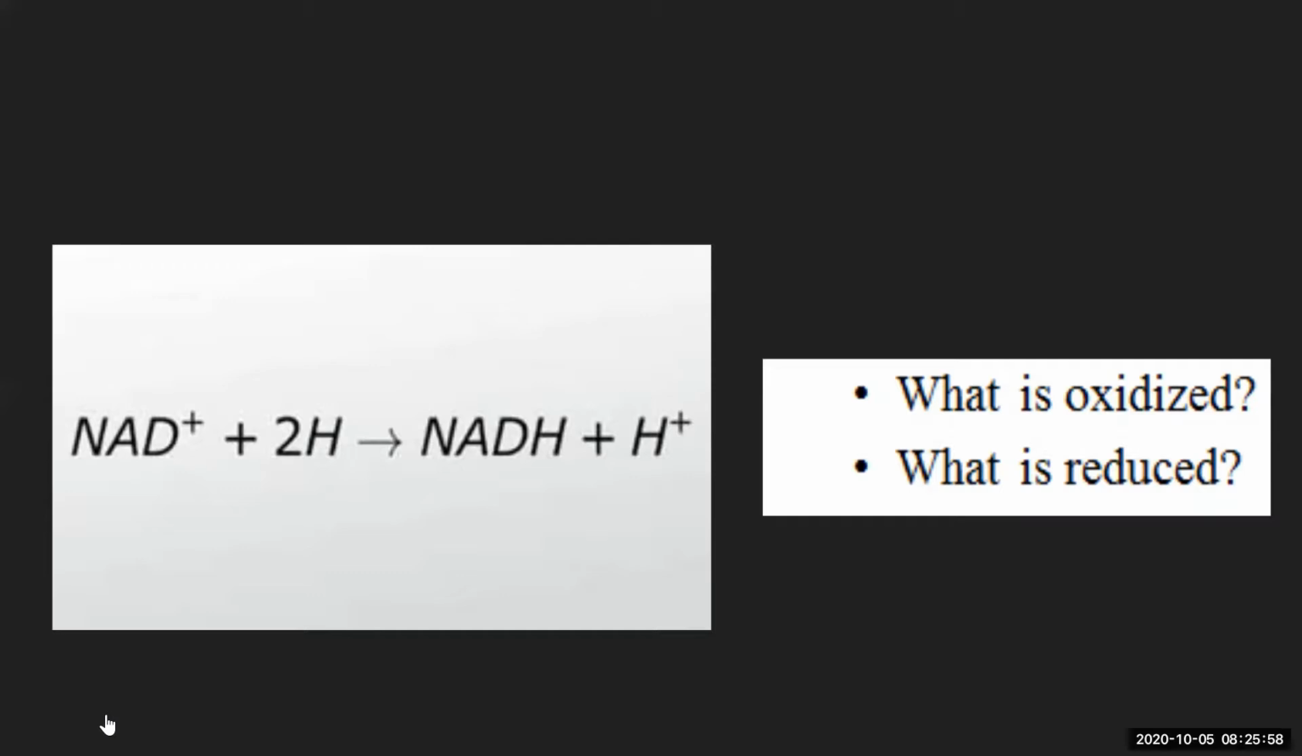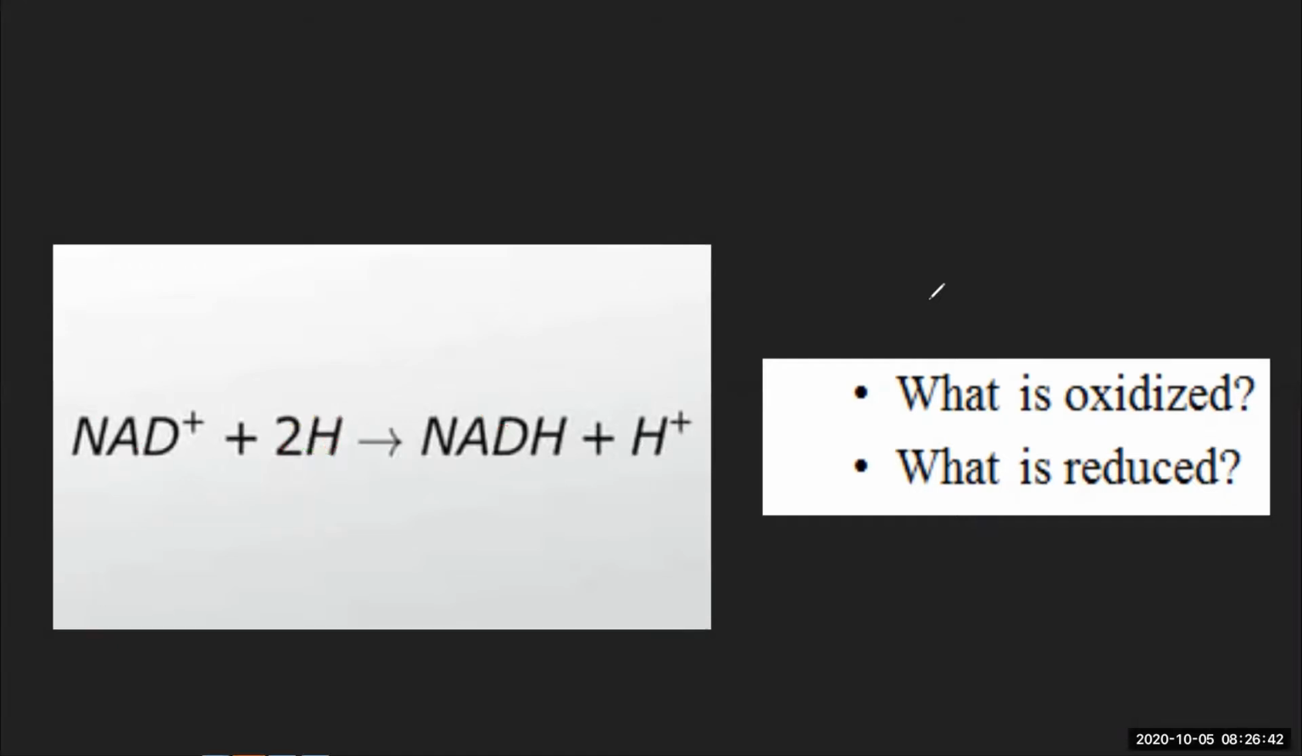Let's use our annotation. Let's just put a stamp on what is oxidized. Very good. So I see most stamps right here on these 2H. This is being oxidized. I know that because now it's positive, it lost its electrons.